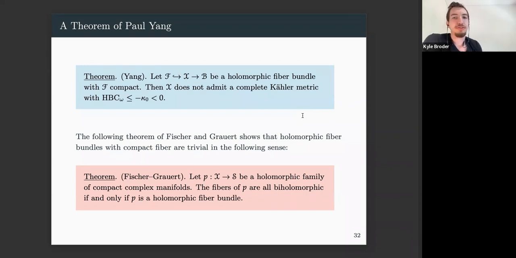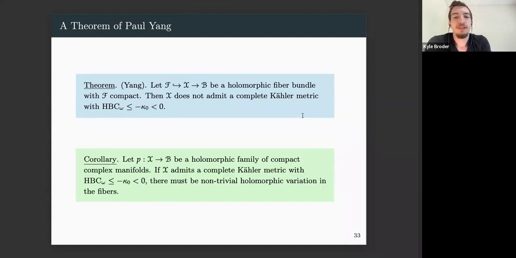Now, to really appreciate this theorem, we need to have in mind the following theorem of Fischer and Grauert, which tells us that holomorphic fiber bundles, at least for compact fibers, represent the trivial case in terms of deformations and moduli, in the sense that if we have a holomorphic family P from X to S of compact complex manifolds, the fibers are all biholomorphic if and only if P is a fiber bundle. And so as a consequence of this, in my opinion, the right way to formulate Yang's theorem is the following corollary.